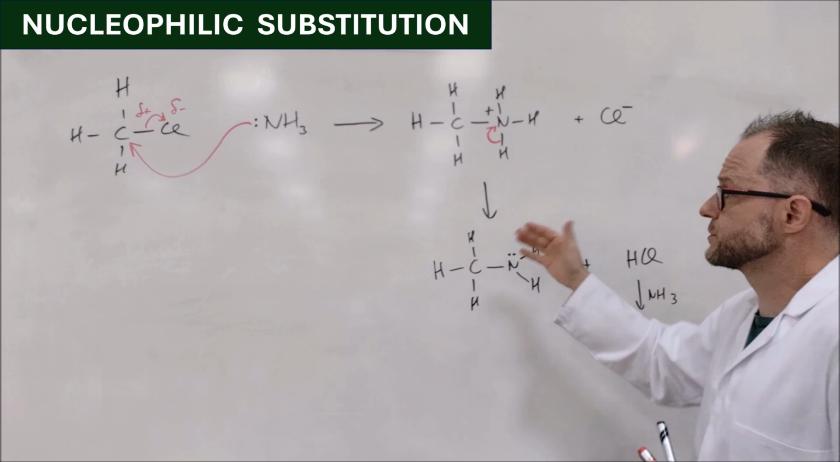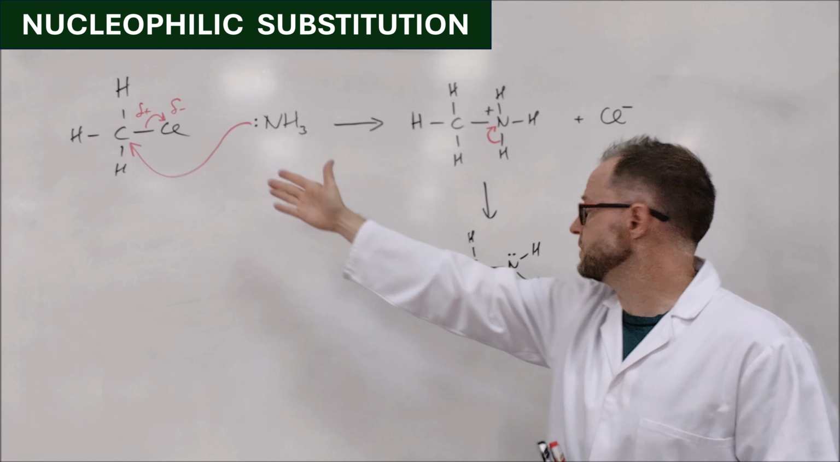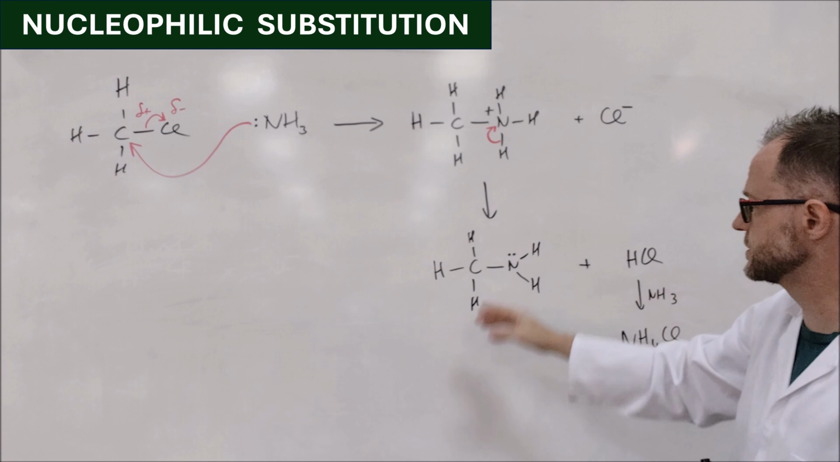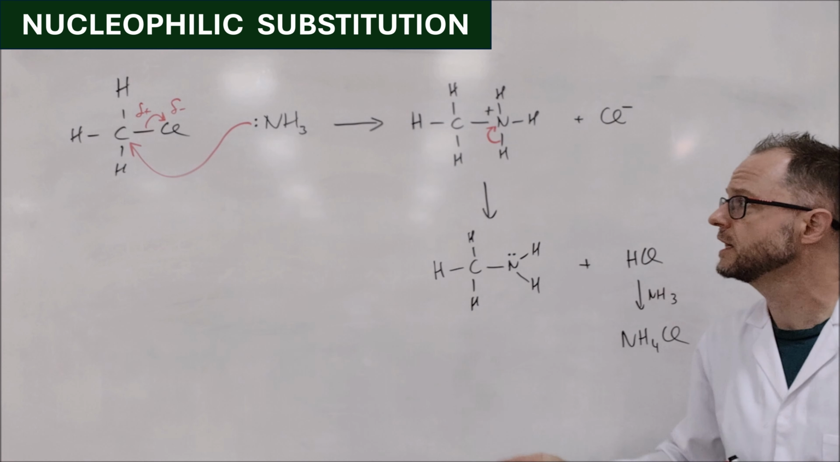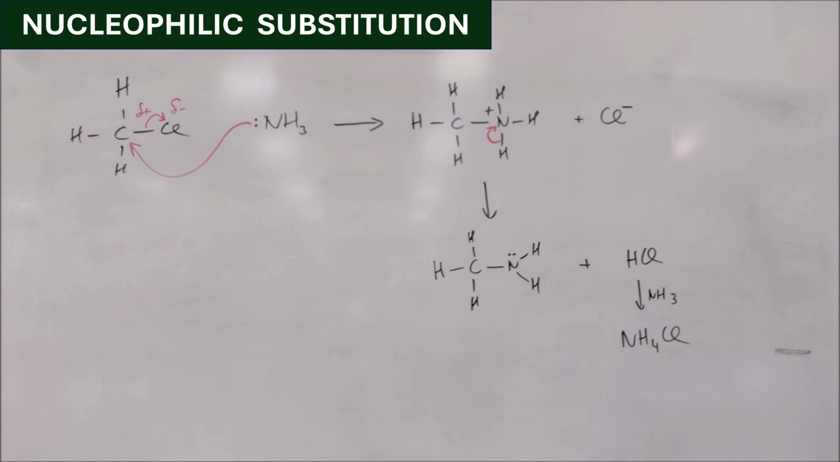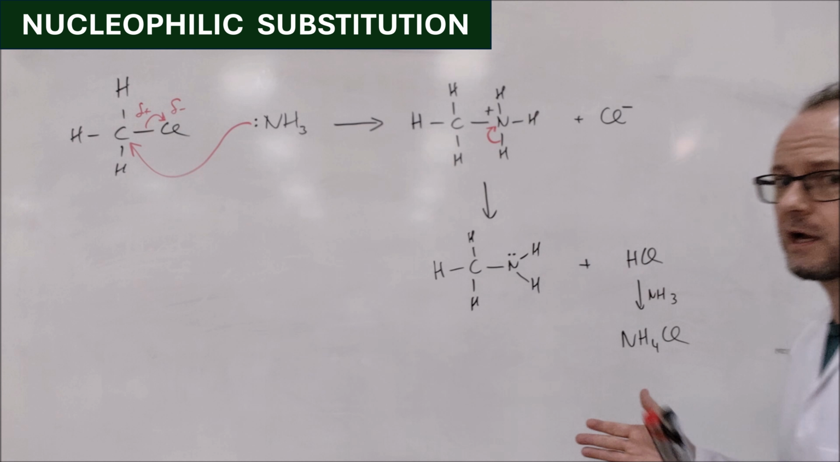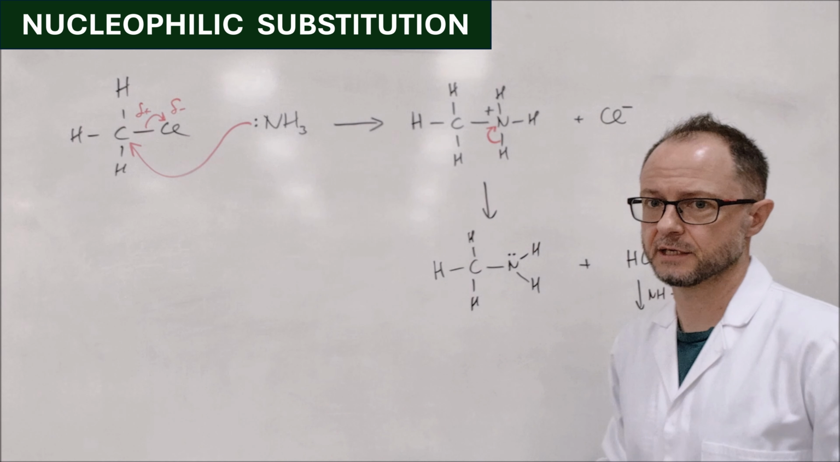Now, if we were to happen to have excess chloromethane, then there's no reason why the methylamine could not act as a nucleophile in its own right and attack another chloromethane. So, I'm going to rub this out and we're going to start again.